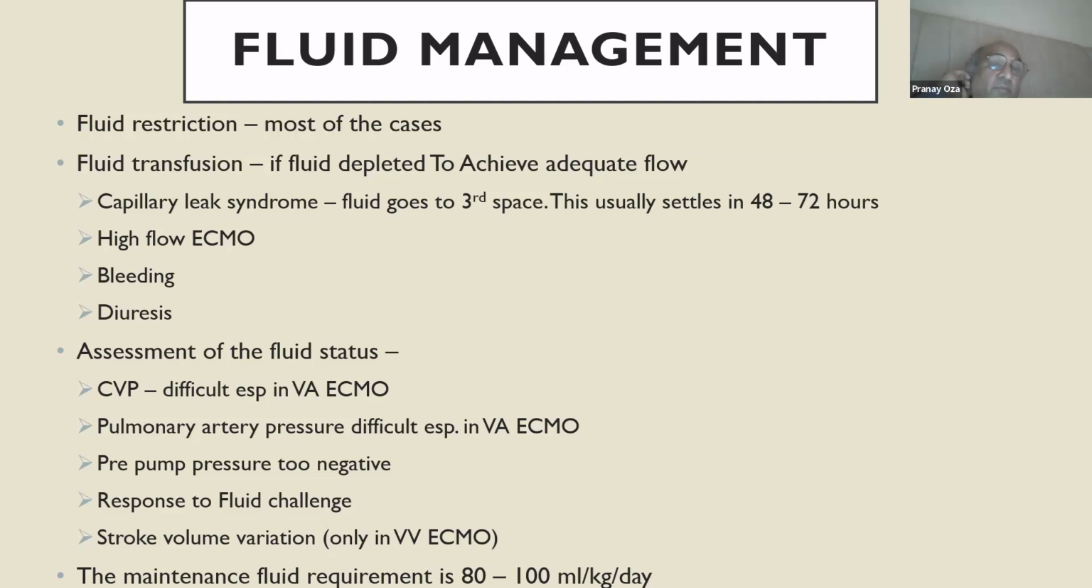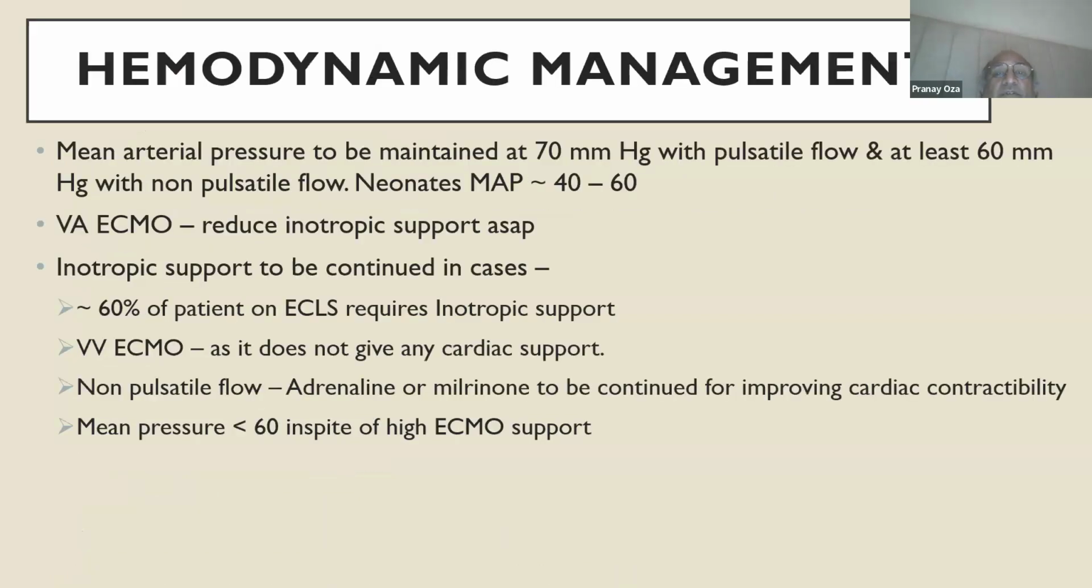So you have to think about assessment of fluid status. How will you assess the fluid status? In VA ECMO it is going to be very difficult. The only thing that probably helps is a fluid challenge. Even pulmonary artery pressure is going to be difficult in giving you an answer. Pre-pump pressures definitely can tell you, but most monitors have the limitation that they cannot sense pre-pump pressures more than -40. So that is the limitation everywhere. As I told you, the only thing which helps you is response to the fluid challenge or stroke volume variation, but that is only possible in the case of VV ECMO, not in VA ECMO. And try to maintain the daily requirement of the fluids.